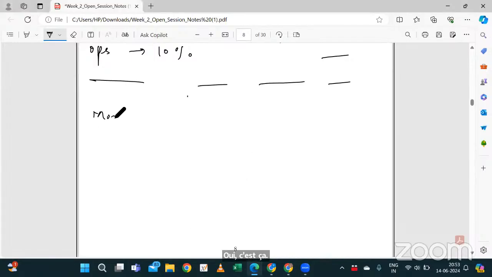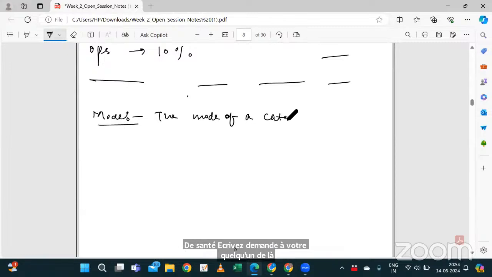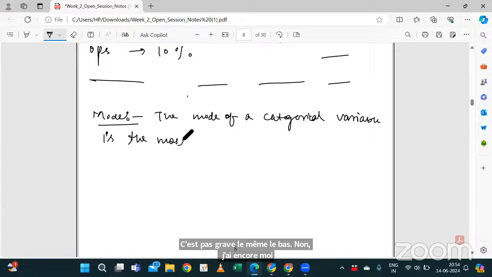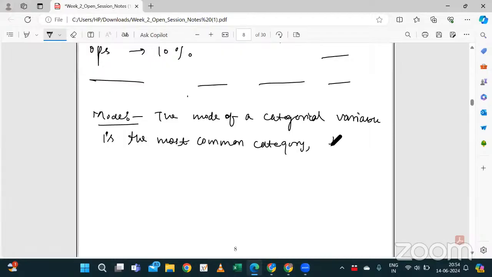Okay, so there is something called mode and median. There is another topic called round-off error, and I will come to that, but let me try to explain this one. Mode is what? The mode of a categorical data, or a categorical variable, is the most common category.